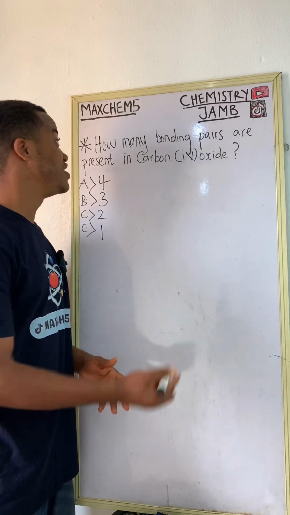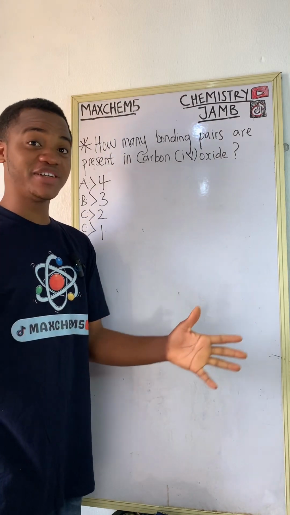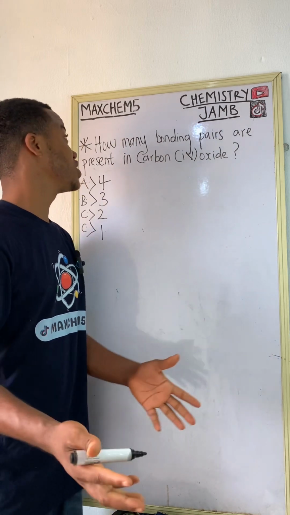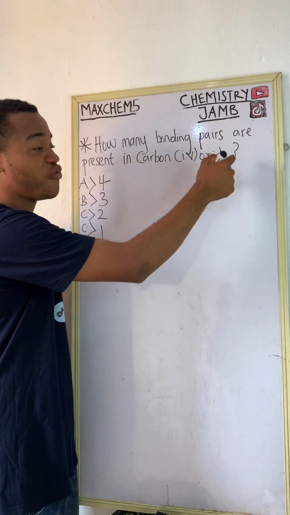Let's say you see this kind of simple question in your chemistry JAMB exam. How will you solve it? It is very simple. Let us solve it together. The question says, how many bonding pairs are present in carbon 4 oxide?